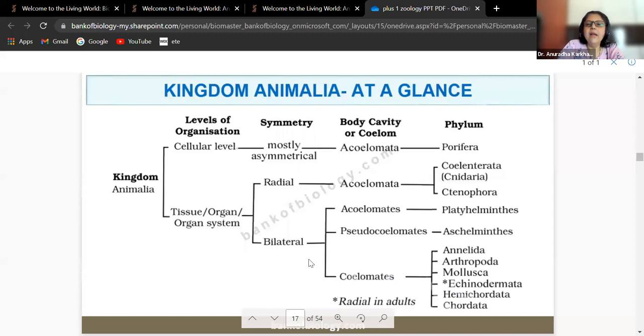Okay. If bilateral symmetry is seen, then it could be acoelomates, pseudocoelomates and coelomates. This is one more criterion that you have to see. If it is acoelomates, then it is Platyhelminthes. If it is pseudocoelomates, just now I told you only one example, that is Aschelminthes. And if it is coelomates, then there could be Annelida, Arthropoda, Mollusca, Echinodermata, Hemichordata or Chordata. In Echinodermata, a flower has been drawn, whose meaning is given here, that echinoderms show radial symmetry in adult stages, which I have already explained just now when I was talking about echinoderms.